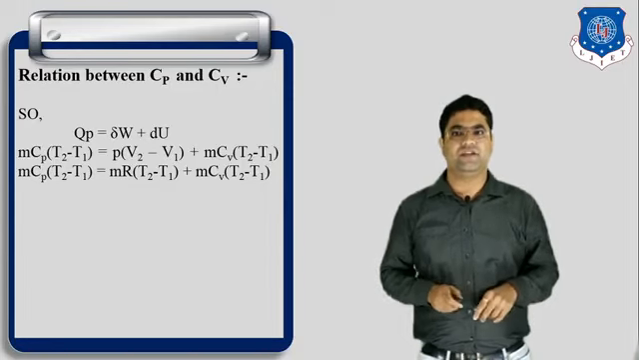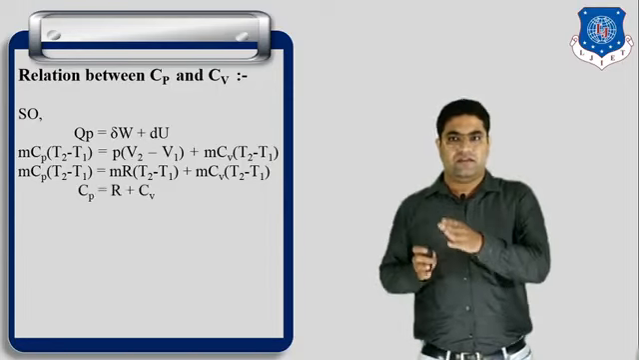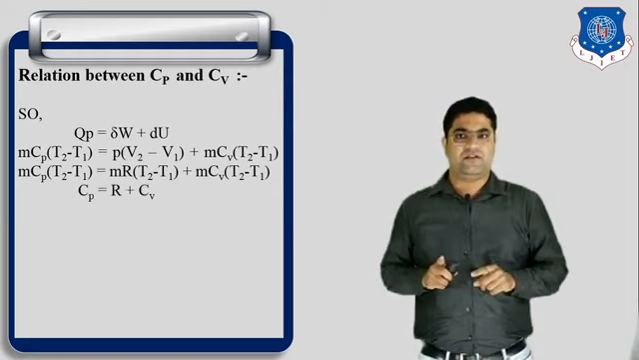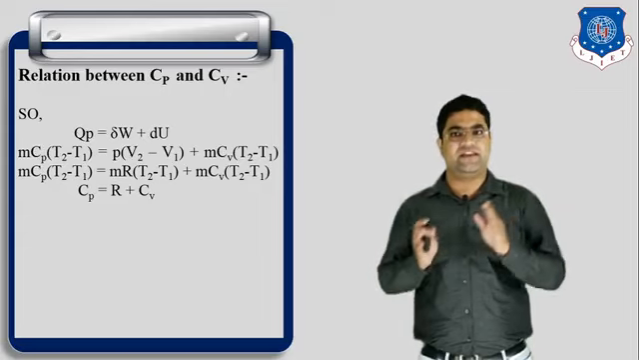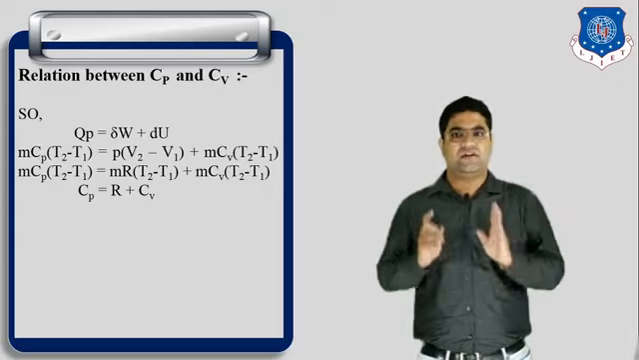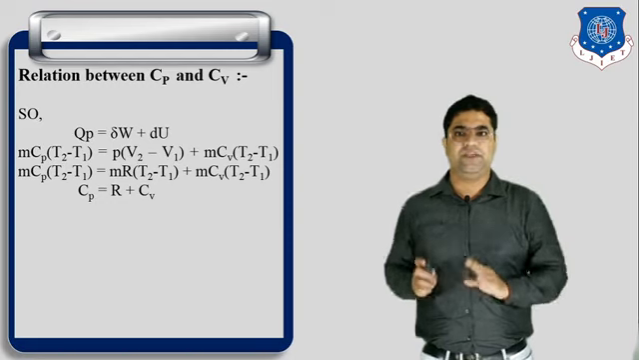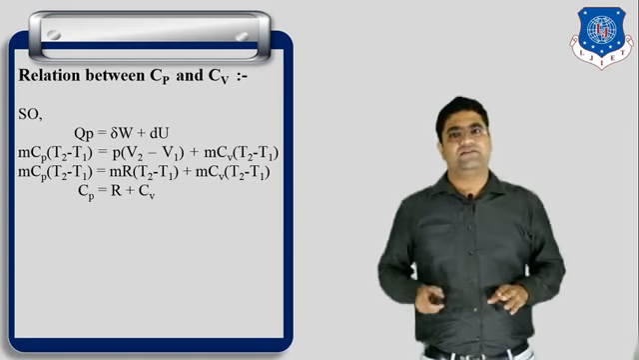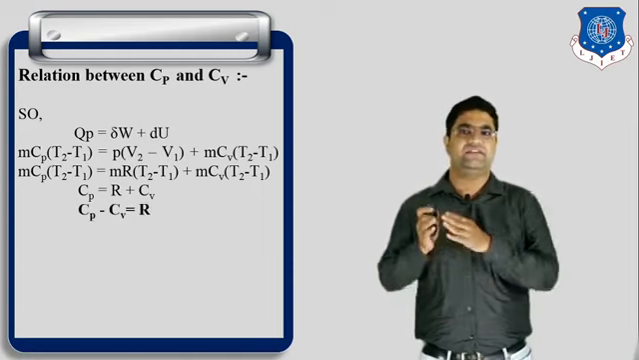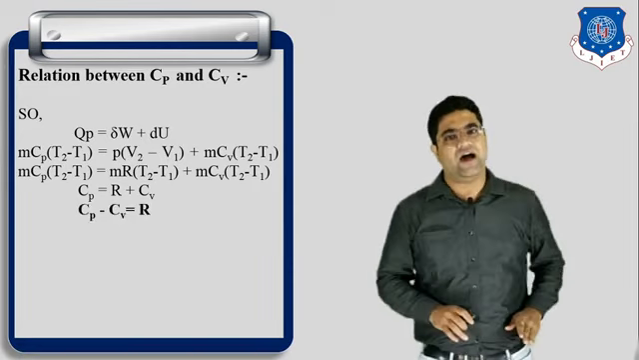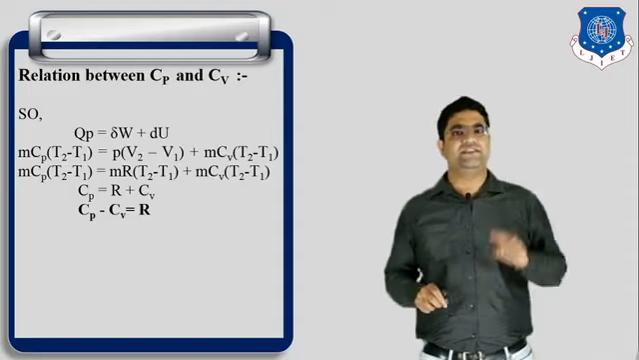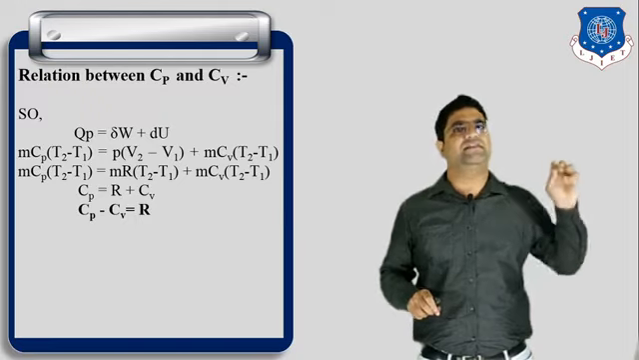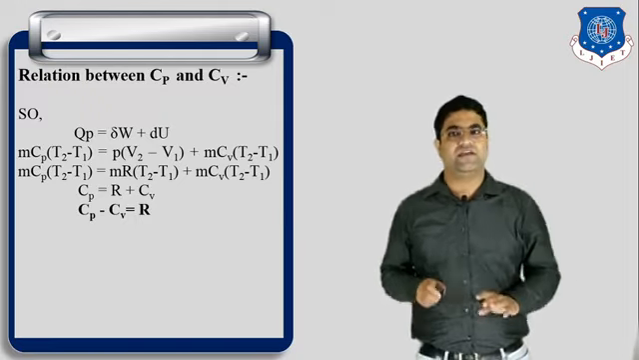Okay, so here you can easily see that m is common, so m cancels. T2 minus T1 is common on the left hand side and right hand side, so it can also cancel. So finally what we get is Cp equals R plus Cv. So finally we get the relation that Cp minus Cv equals R, or we can say that specific heat at constant pressure minus specific heat at constant volume equals the characteristic gas constant R. Okay, and this equation is known as Mayer's equation.